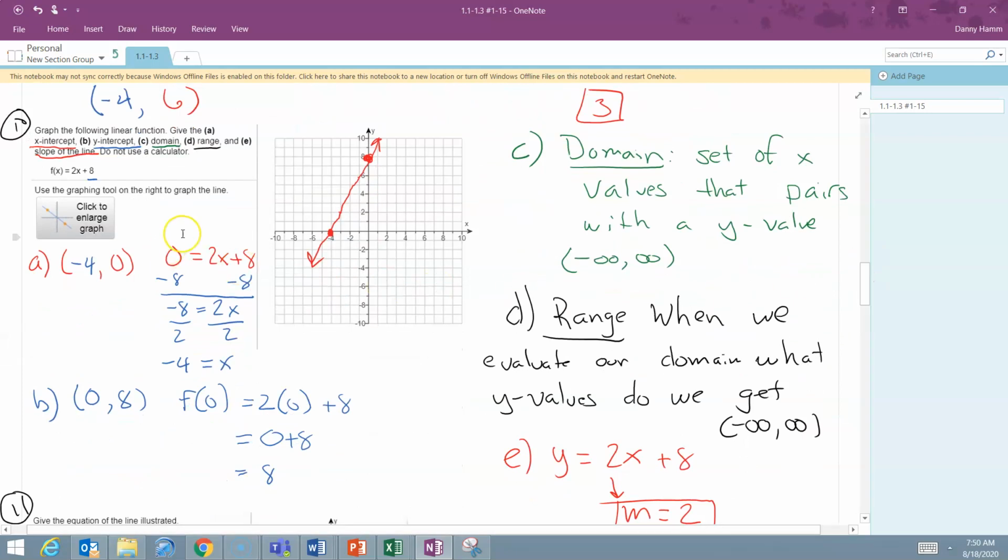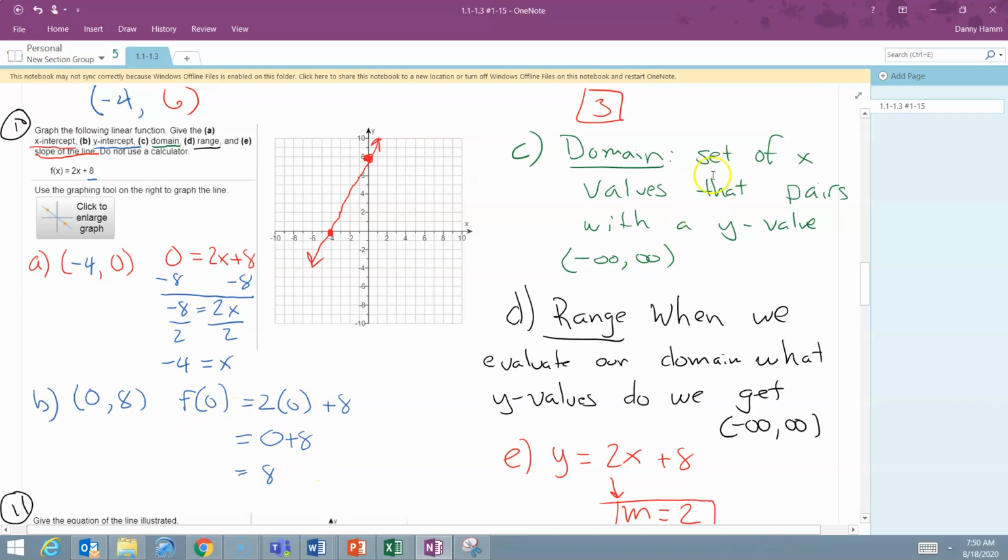Here, we're looking at x-intercept, y-intercept, domain, range, and the slope of the line. When we're looking at the x-intercept, that tells us that our y value is 0. So I simply plug in 0 for y and solve for x. And then for my y-intercept, that tells me that my x value is 0. So I plug in 0 for x, evaluate.